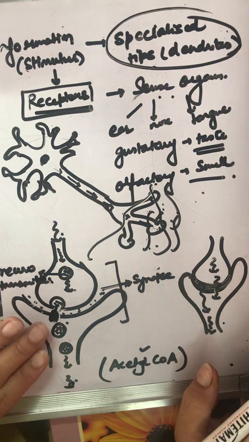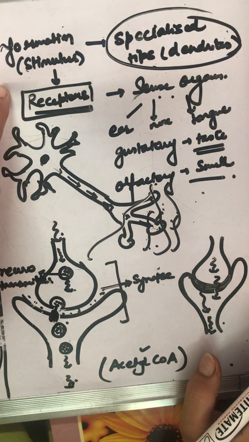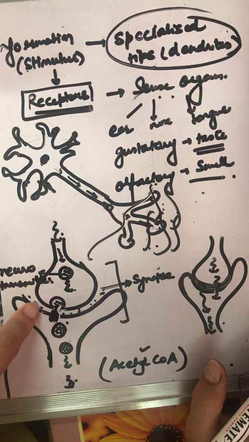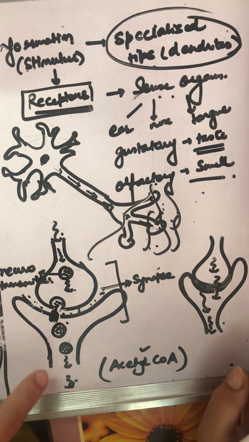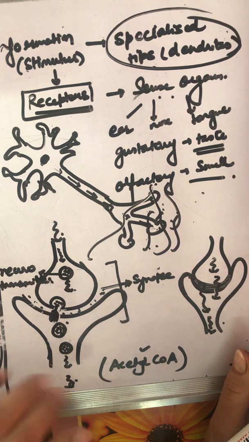Clear? This is how the neuron helps in acquiring the information, then making it travel in the electrical form, then converting it into a chemical signal, and transmitting it further to the nearby cell, muscle, gland, or maybe a post-neuron. Fine.